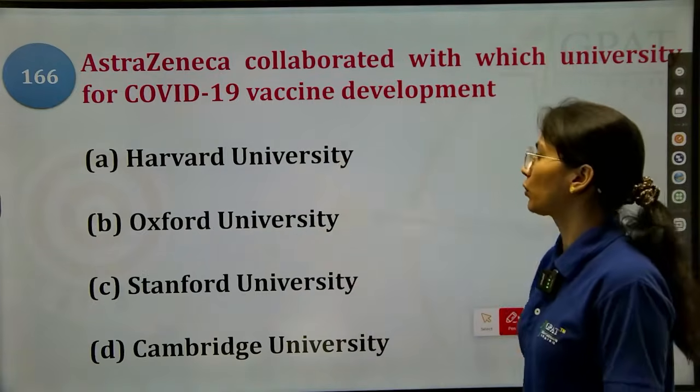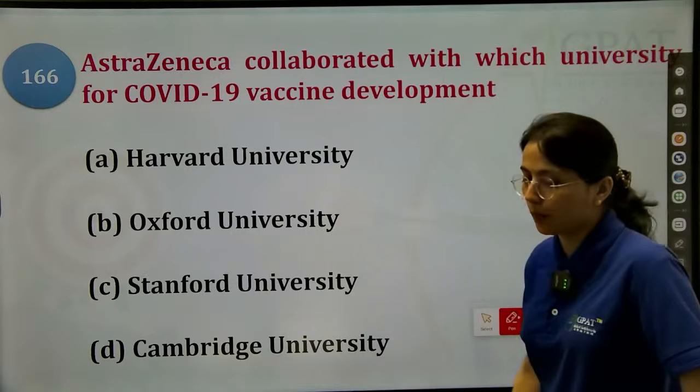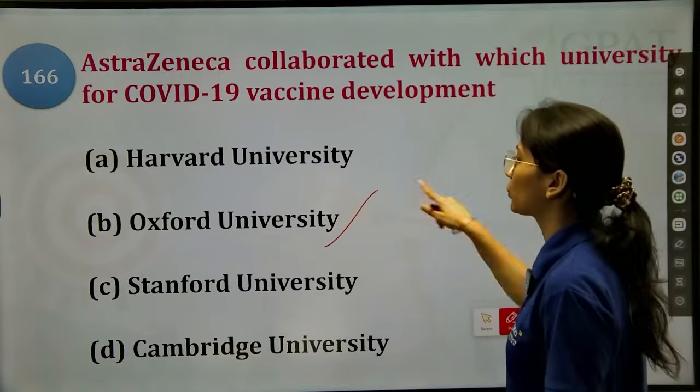Next is, AstraZeneca collaborated with which university for COVID-19 vaccine development? Harvard University, Oxford University, Stanford University, Cambridge University. So the answer is what? That is Oxford University.